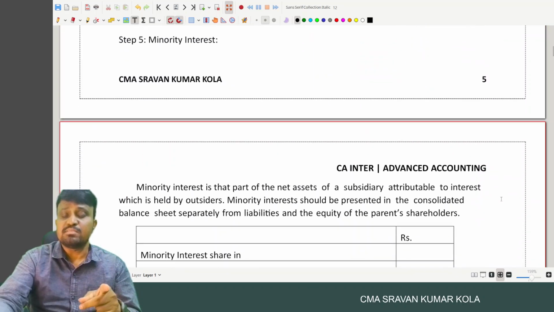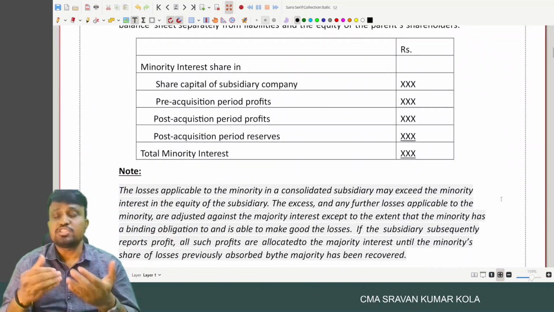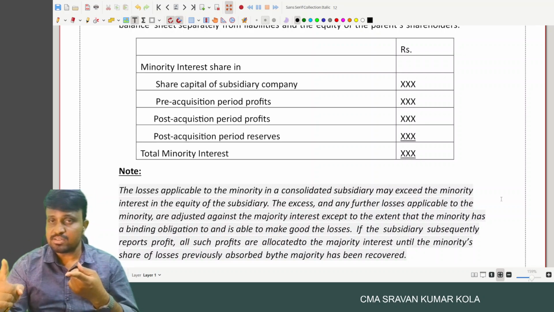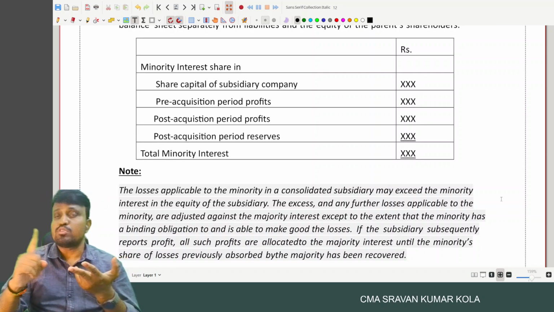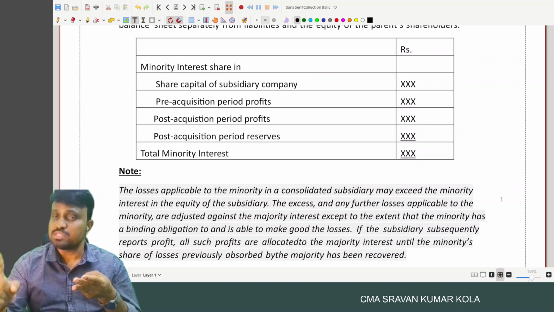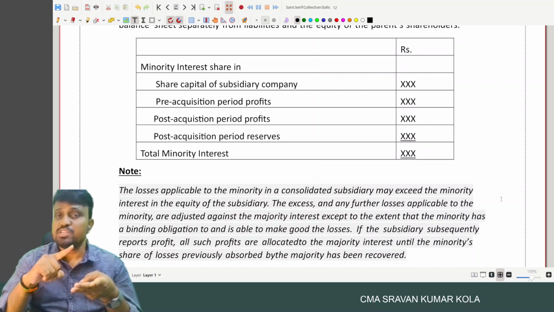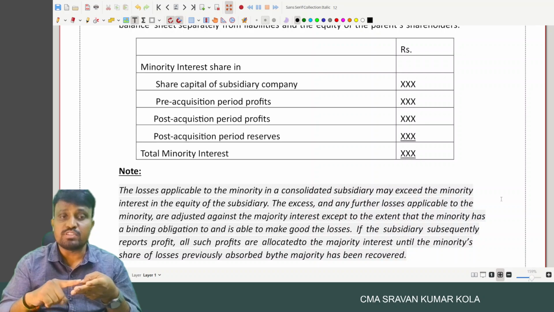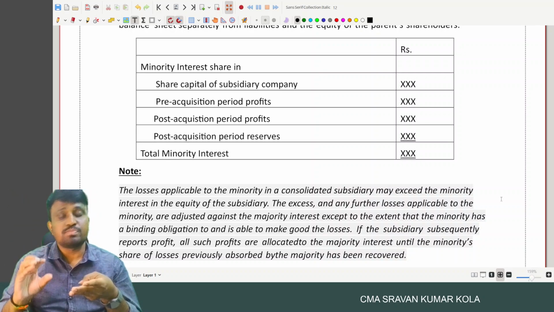And step 5, minority interest. Minority interest share includes share capital of subsidiary company, pre-acquisition period profits of subsidiary company, post-acquisition period profits and reserves of subsidiary company. And the pre-acquisition period profits and post-acquisition period profits and reserves will be taken from step 3.